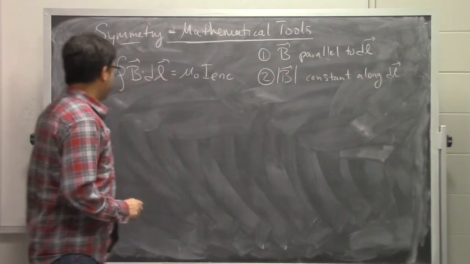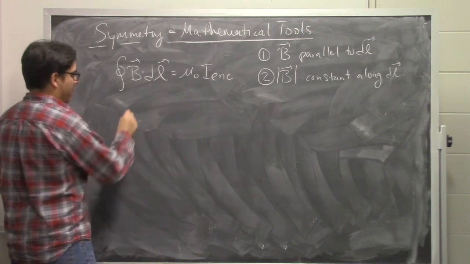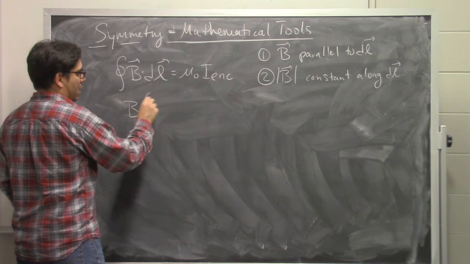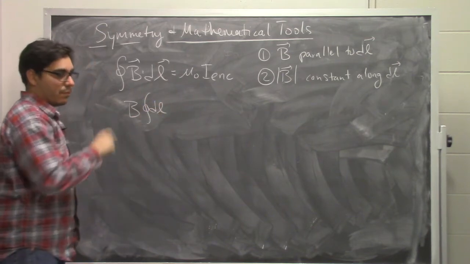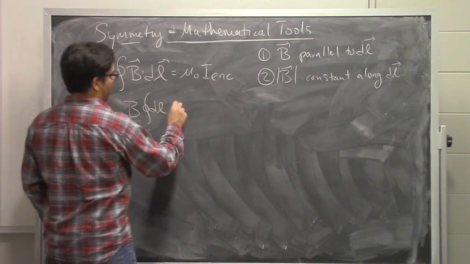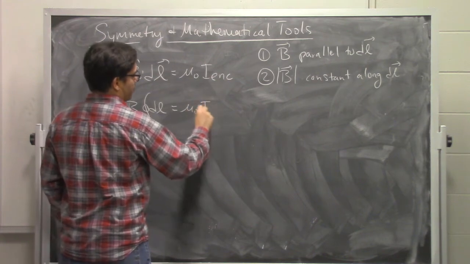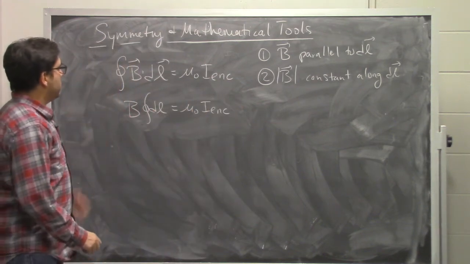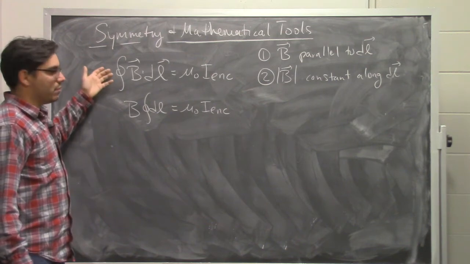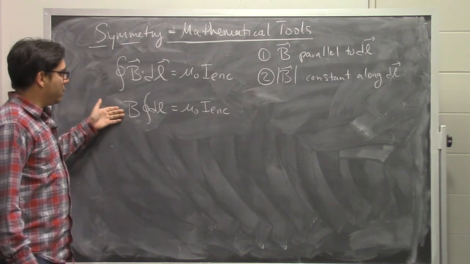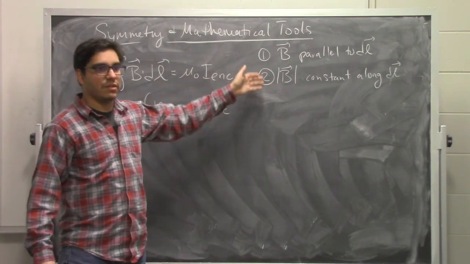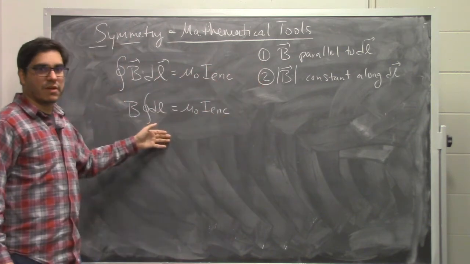If those two things were true, we ended up with a very simplified result, namely that the dot product became the magnitude of the magnetic field integrated over some path is equal to the total enclosed current times mu naught. Now again, Ampere's law is always true. We can always write this down, but not always be able to use it to calculate the magnetic field. We have to be able to satisfy these two things to be able to use it effectively.